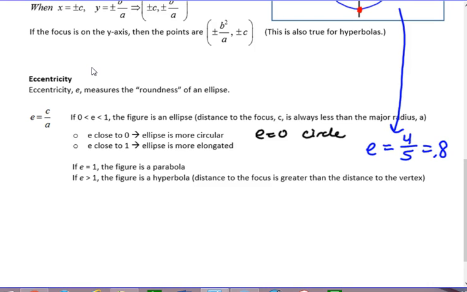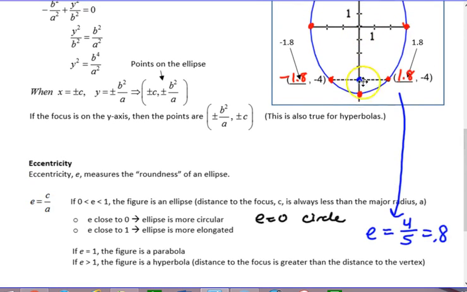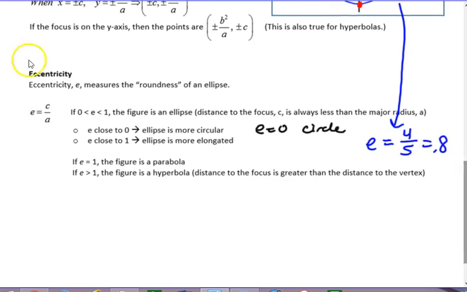Eccentricity is a value that measures the roundness of the ellipse, and it is just c over a, which is the distance from the center to the focus divided by the distance from the center to the vertex on the major axis in the ellipse, and the only vertex in the hyperbola. Notice in an ellipse, the focus is inside the ellipse, so c is always going to be less than a. So when I do c divided by a, I'm going to get a number between 0 and 1.